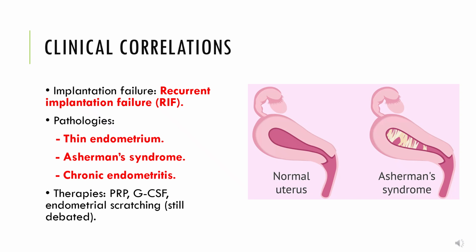If this happens repeatedly, it is termed recurrent implantation failure. Several conditions can cause poor implantation. These include a thin endometrial lining, scarring of the endometrium also called Asherman syndrome, and chronic inflammation of the endometrium. Different therapies are being studied to improve implantation, such as the use of platelet-rich plasma, granulocyte colony stimulating factor, and endometrial scratching. However, many of these treatments remain controversial and their benefits are still debated.